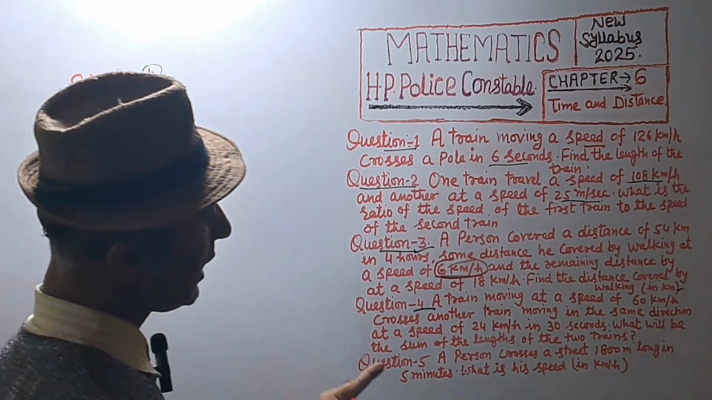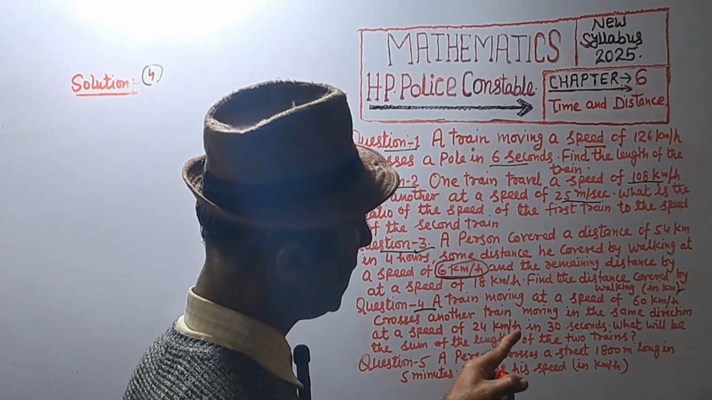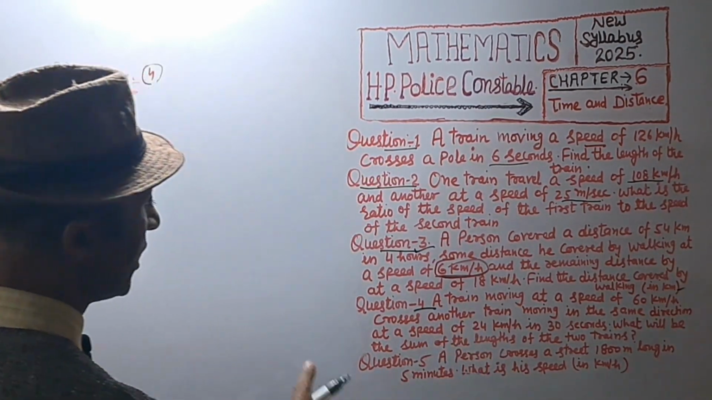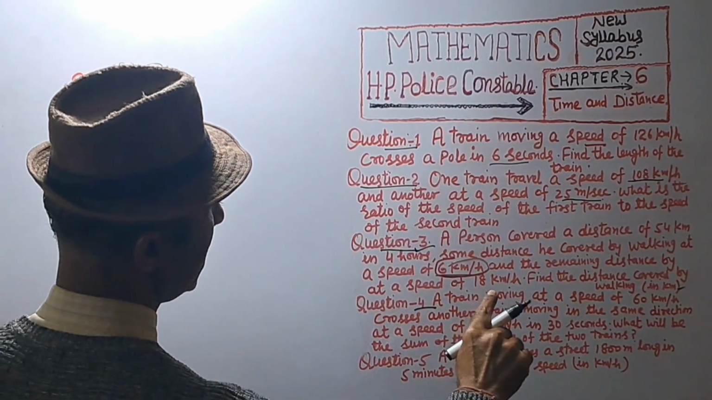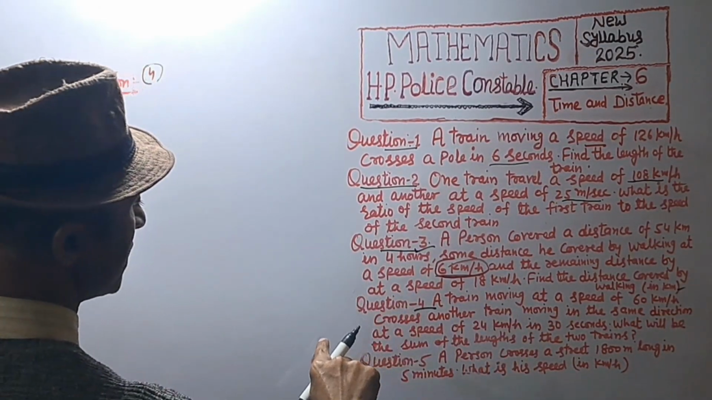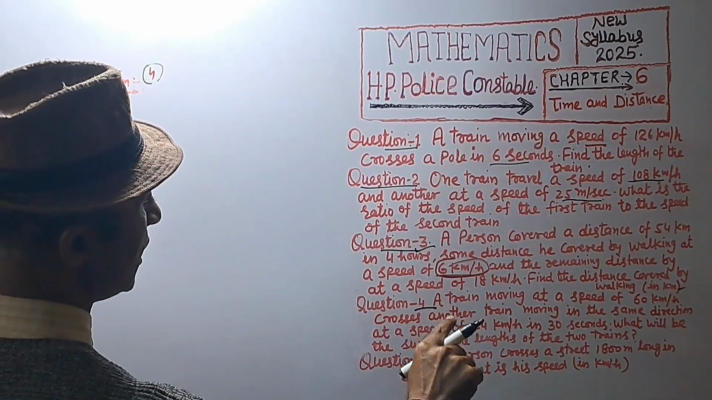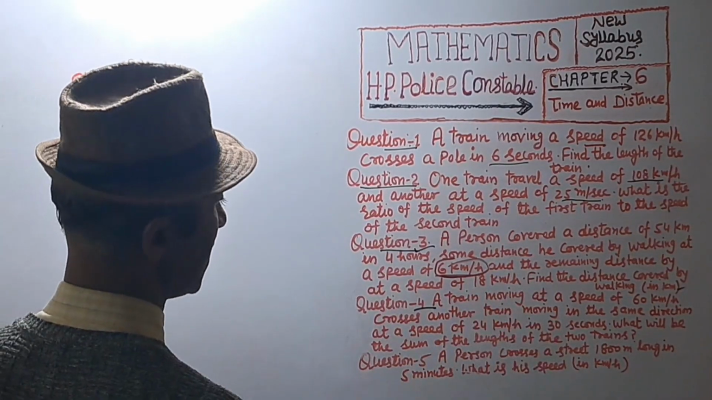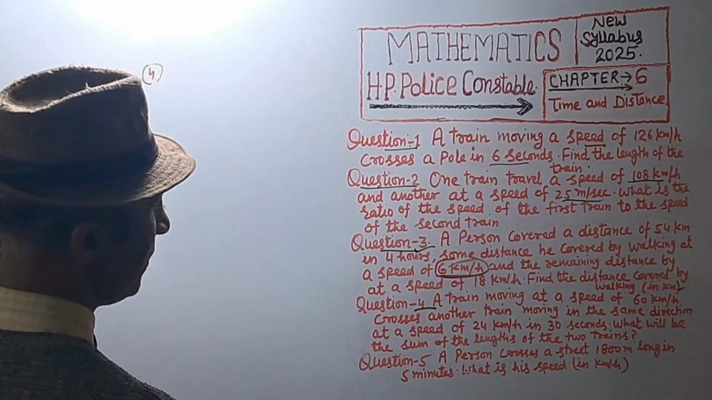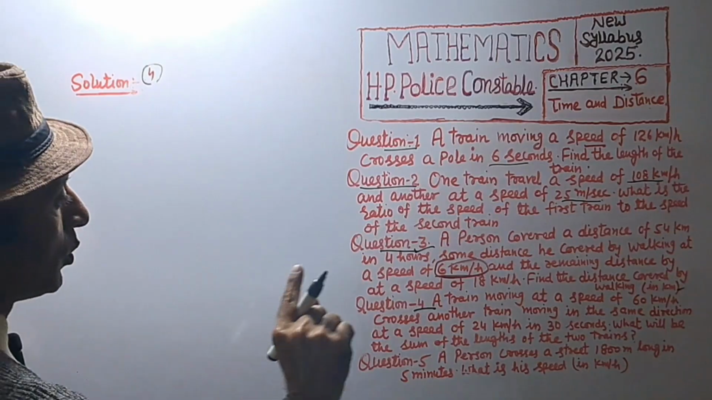Question number 4. A train moving at a speed of 60 km per hour crosses another train moving in the same direction at a speed of 24 km per hour in 30 seconds. What will be the sum of the lengths of two trains?